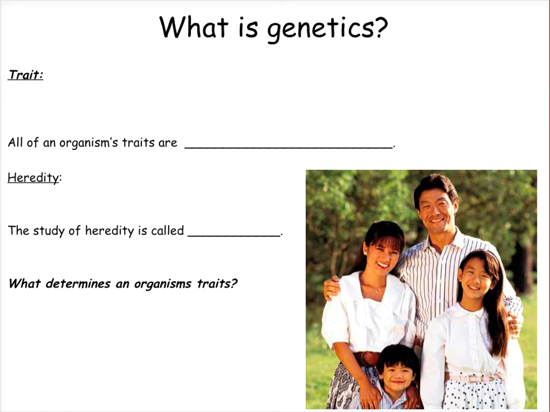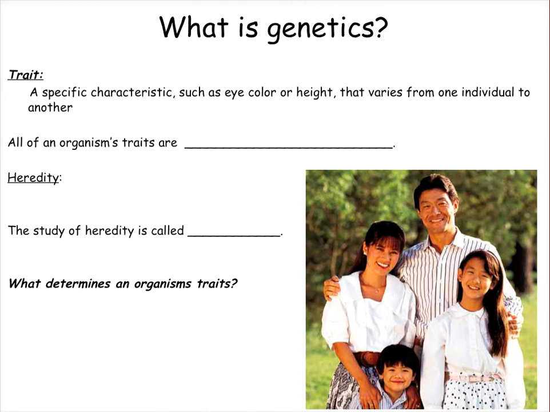We all know that every individual has a particular set of traits. A trait is a specific characteristic, such as eye color or height, that varies from one individual to another. We also know from our last section on meiosis that all of an organism's traits are inherited from its parents. We call this passing on of traits from parents to offspring heredity.